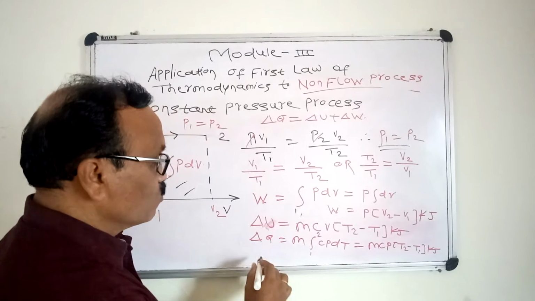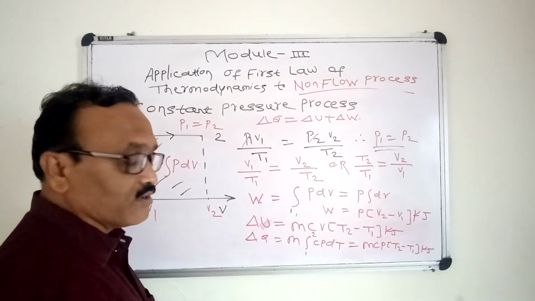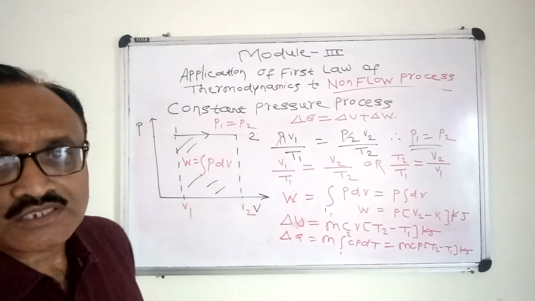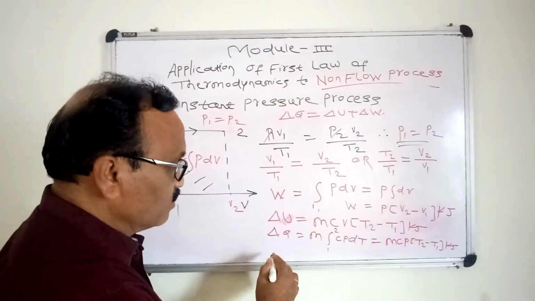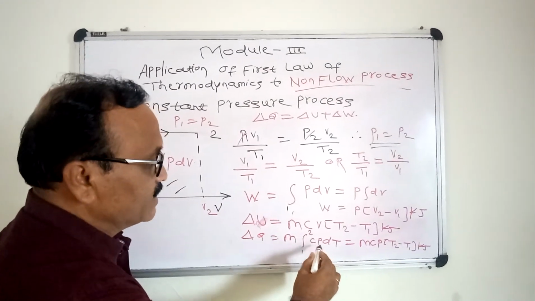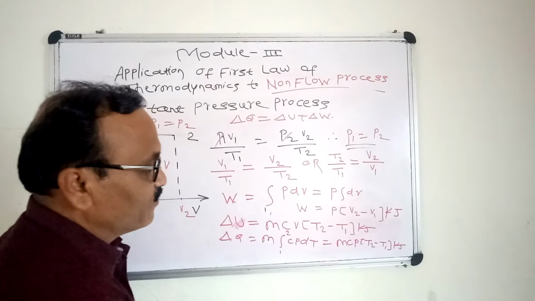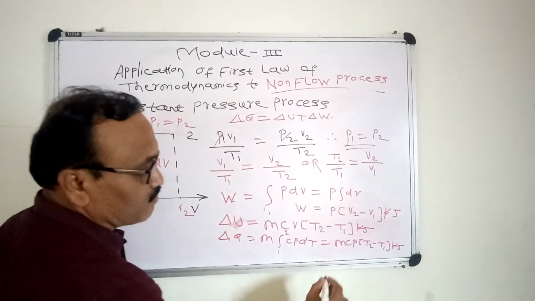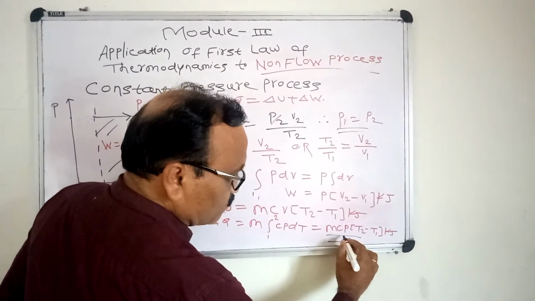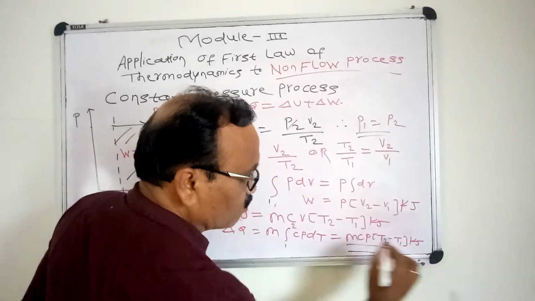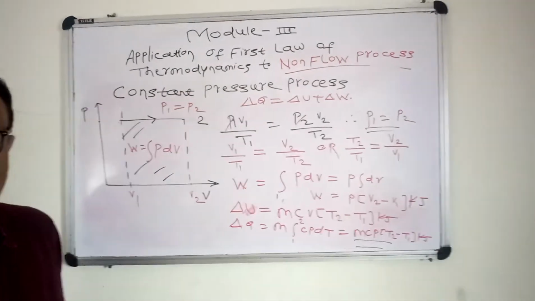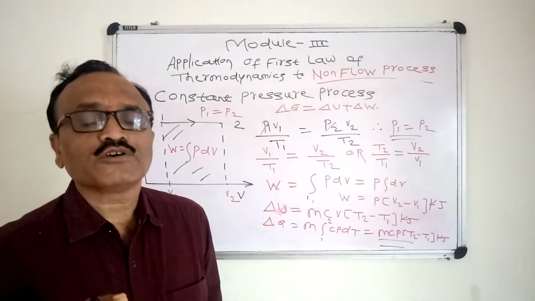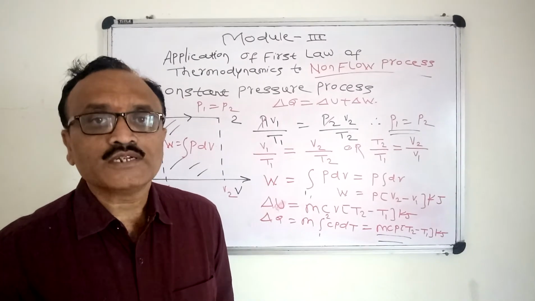Similarly, delta Q, the heat transfer in a constant pressure process, is equal to m Cp delta T. Finally, this can be calculated by the equation m Cp (T2 minus T1) kilojoule.